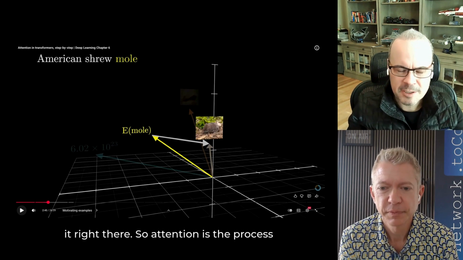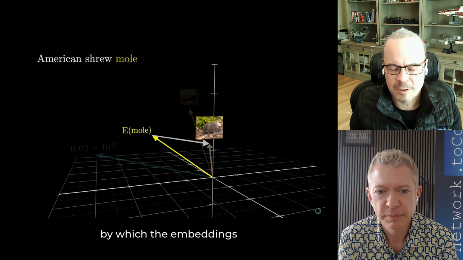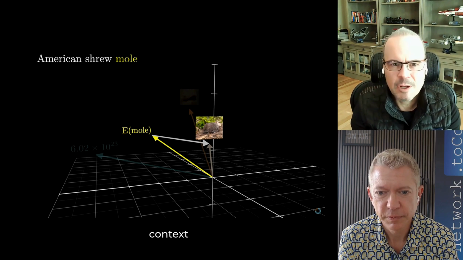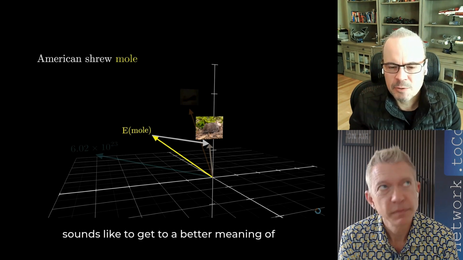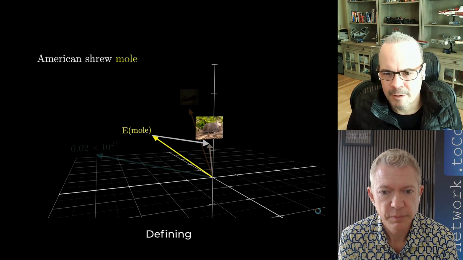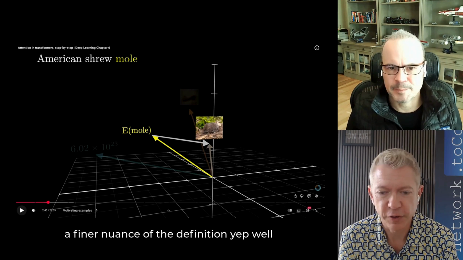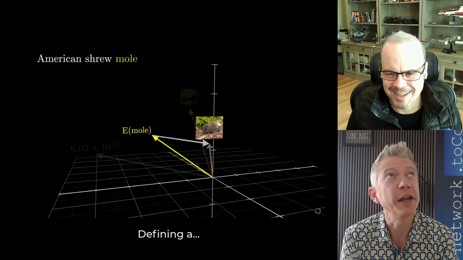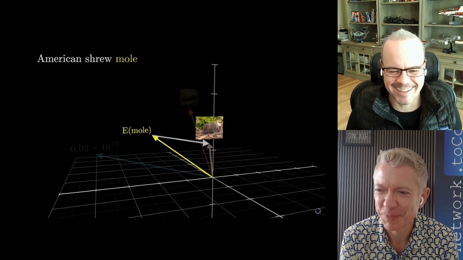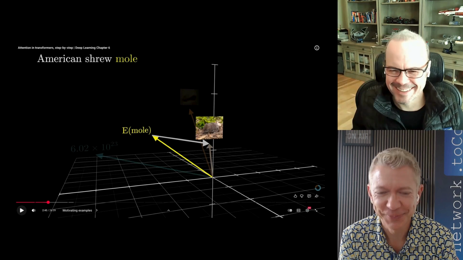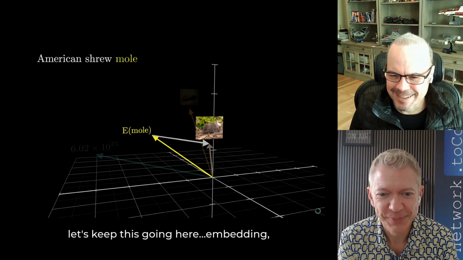So attention is the process by which the embeddings exchange context, it sounds like, to get to a better meaning of whatever word we're on. Defining a finer nuance of the definition. Yep. Well, that was circular, what I just said. All right, let's keep this going here.